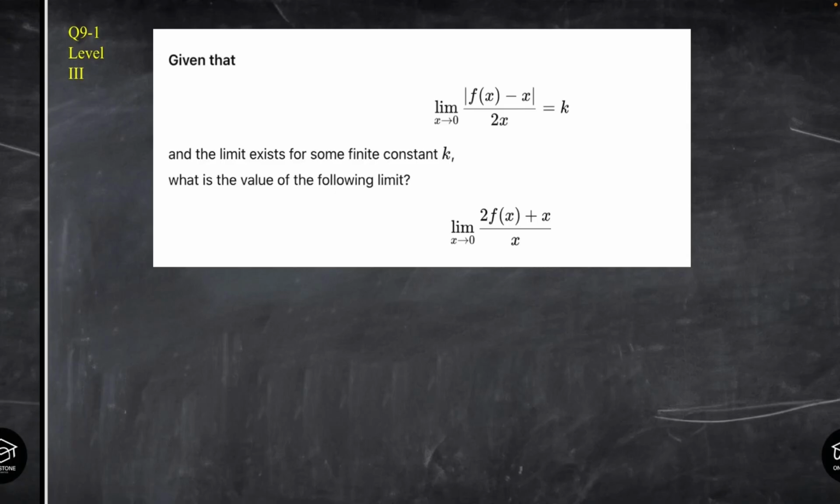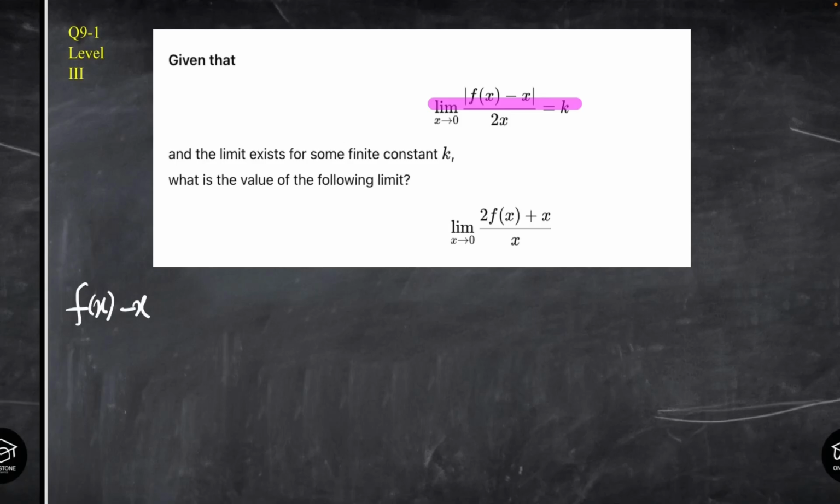Now take a look at the next question. You'll see that this time, the first method won't work as easily. Let's solve it together using this second approach. We are given the following condition. The limit as x approaches 0 of the absolute value of f(x) minus x, divided by 2x, is equal to k, a finite value.